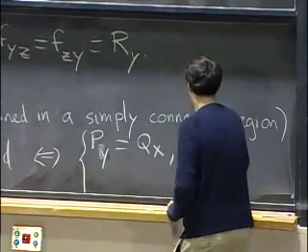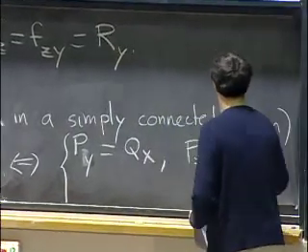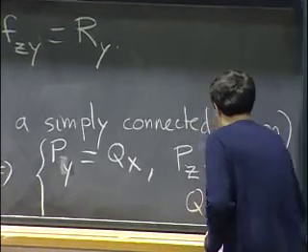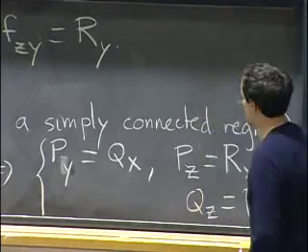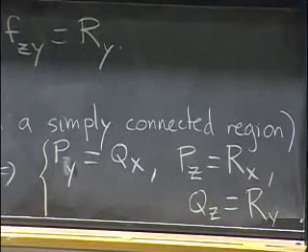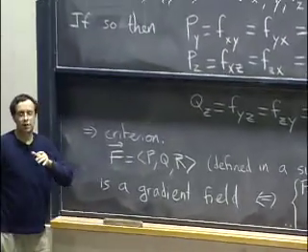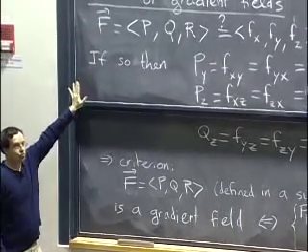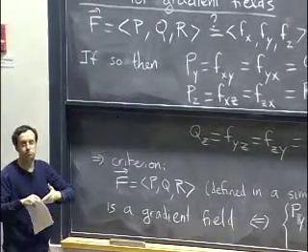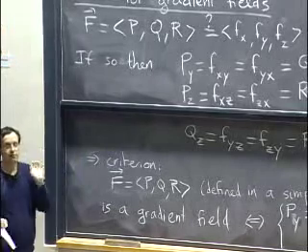And we have P sub z equals R sub x and Q sub z equals R sub y. So now how do you remember these three conditions? Well, it's pretty easy. You pick any two components, say the x and the z component, and you take the partial of the x component with respect to z, the partial of the z component with respect to x, and you must make them equal. And same with every pair of variables.